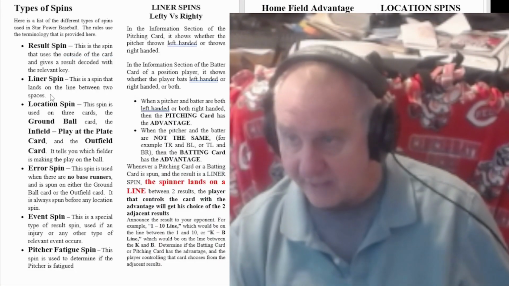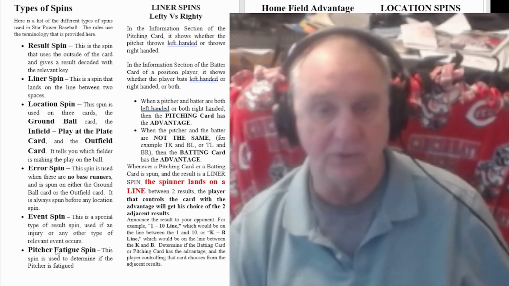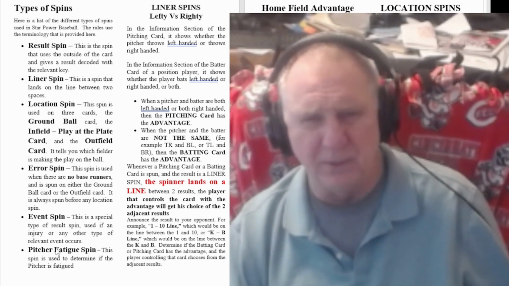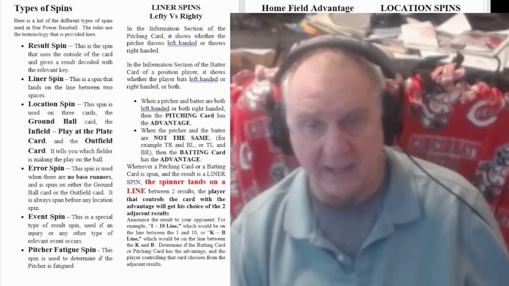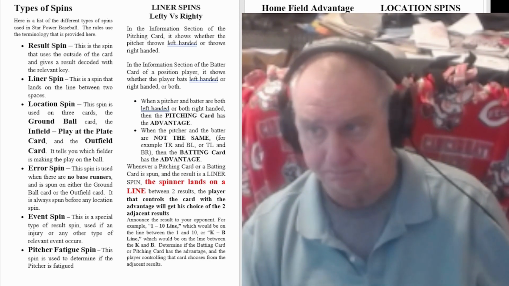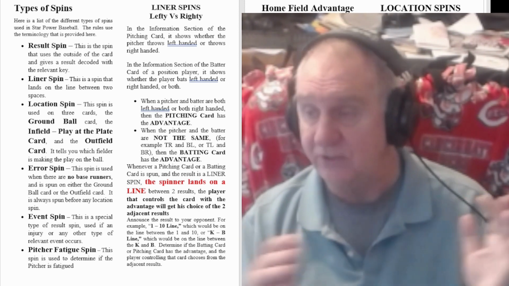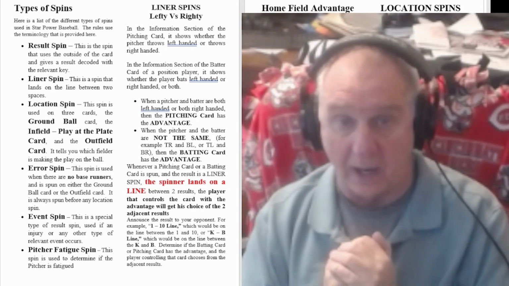Result spin, liner spin, location spin, error spin, event spin, pitcher fatigue spin. And you could even classify the pitcher fatigue spin as an event. I think that wouldn't be a bad idea at all to classify that as an event. Okay. Let's go here and then we're going to make this video done because this is going to take a while.